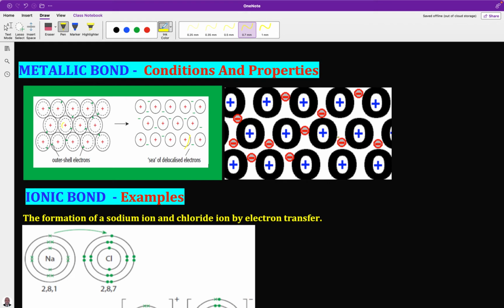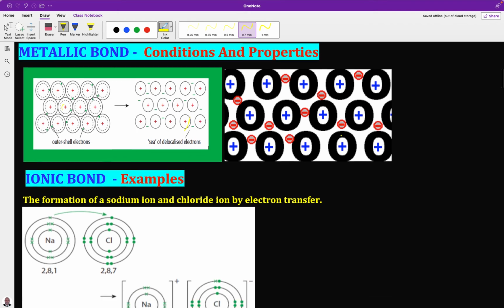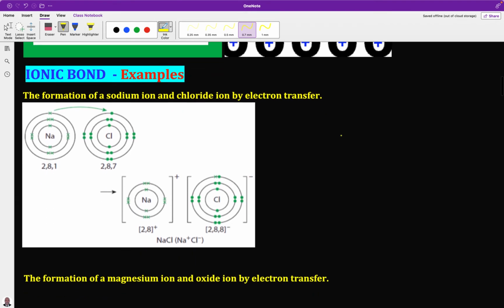It takes us now to the second type of bond, which is the ionic bond. What is an ionic bond? Remember, the word ionic has to do with ions. Ionic bond occurs only between metals and non-metals.